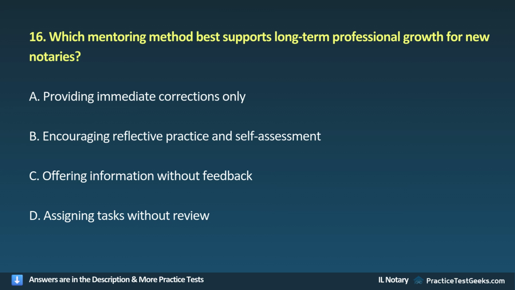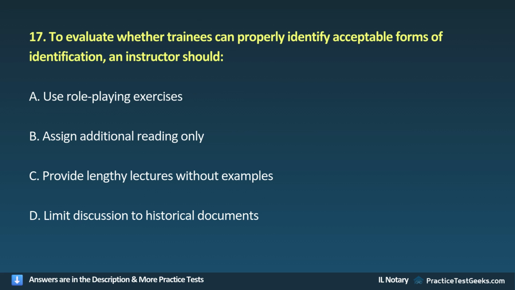16. Which mentoring method best supports long-term professional growth for new notaries? A. Providing immediate corrections only. B. Encouraging reflective practice and self-assessment. C. Offering information without feedback. D. Assigning tasks without review.